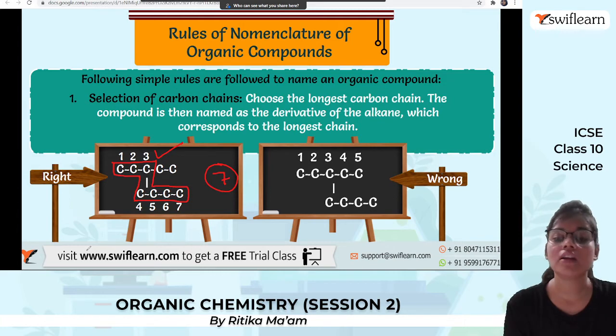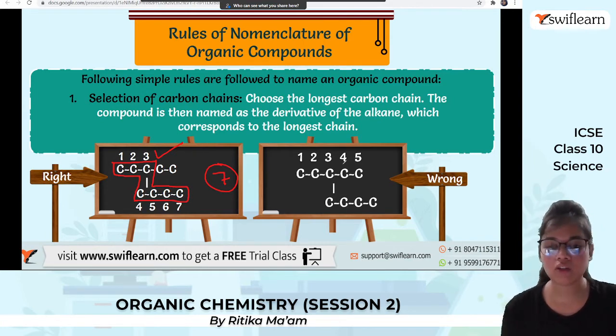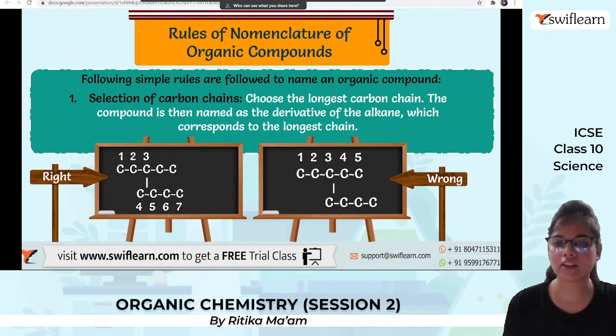Why? Because in nomenclature we have to select the carbon chain which consists of the largest number of carbon atoms, and then we have to name it accordingly. So we cannot select 5 or 2 or 4 or anything. We have to select the chain which has the maximum carbon atoms.